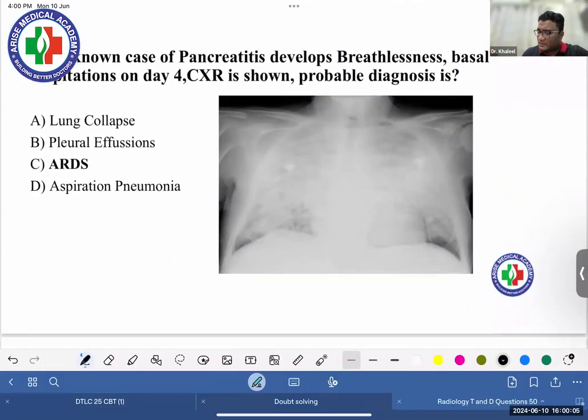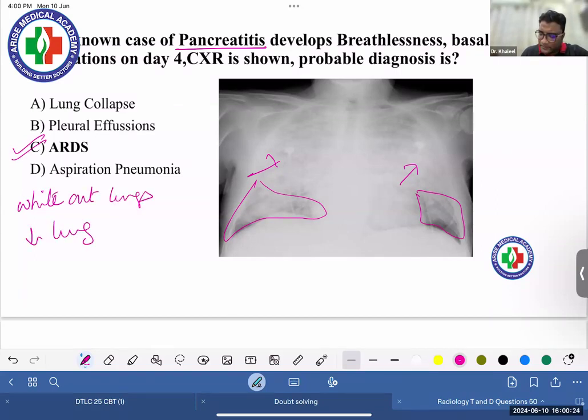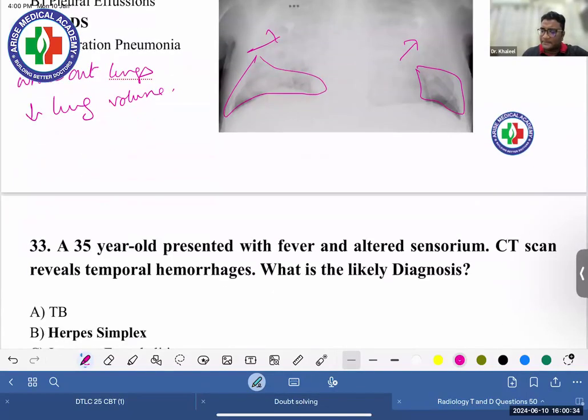Next, a pancreatitis patient whose X-ray shows whiteout lungs. There is very little black area and the lung volumes are reduced. All of this is suggestive of ARDS. It can occur with pancreatitis, sepsis, and surfactant deficiency. All of this can cause ARDS.